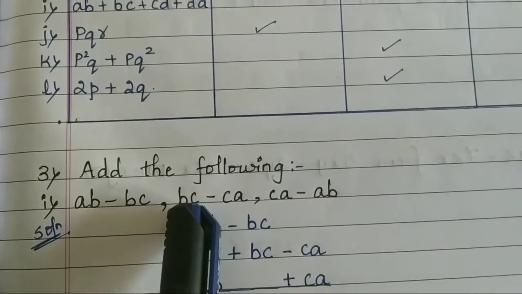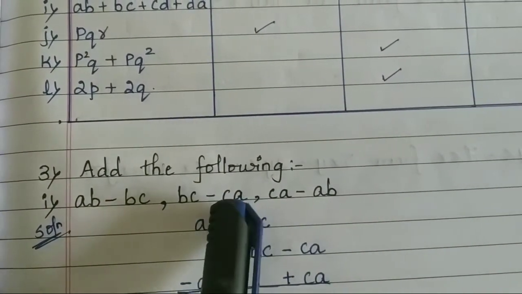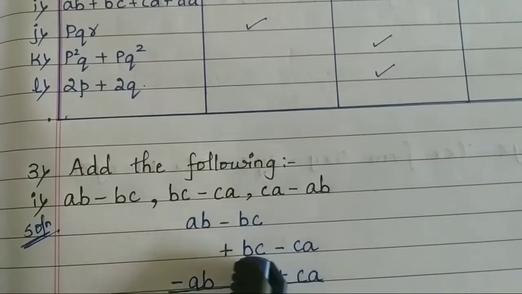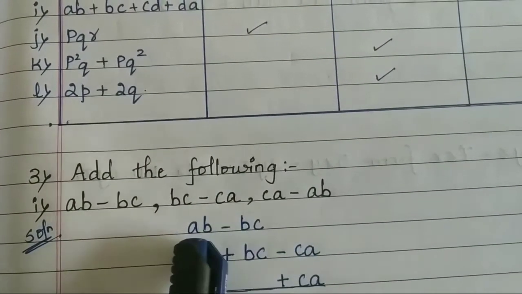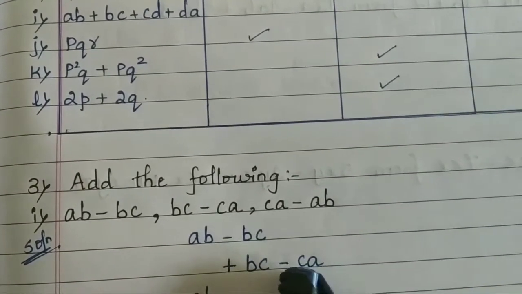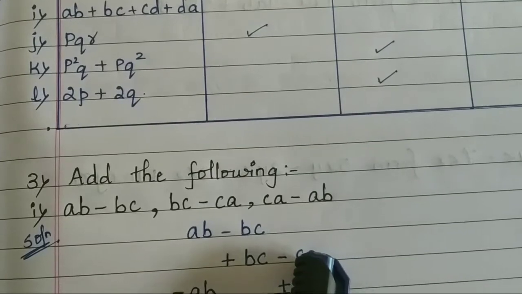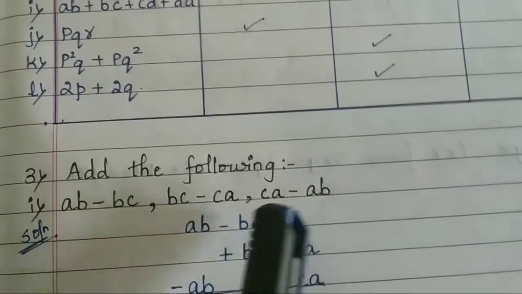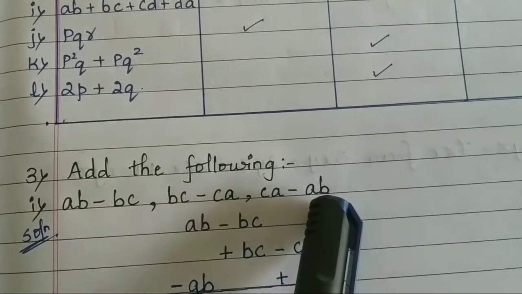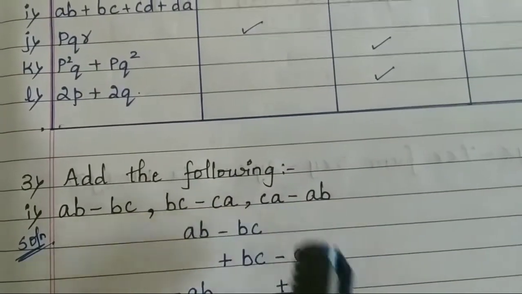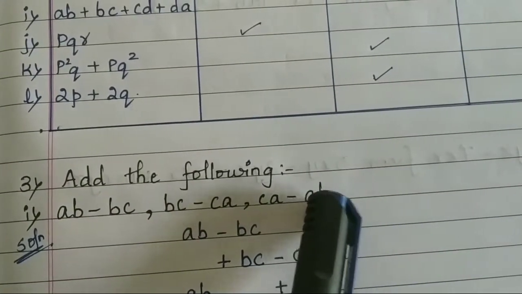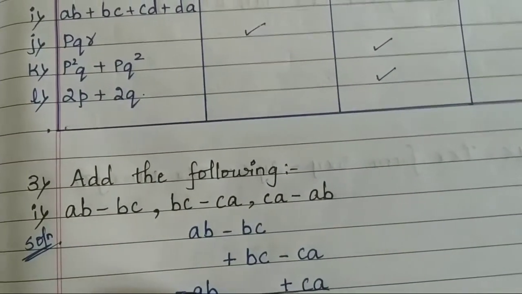You can see the second expression BC minus CA. So this BC we will write below our BC, and CA or AC is not given above, so we will separately write this minus CA here. Then the third expression has CA and minus AB. This CA will come below our CA and this minus AB will go below your AB.